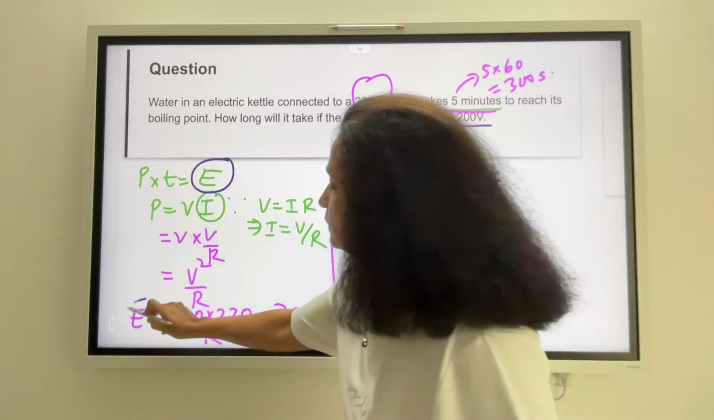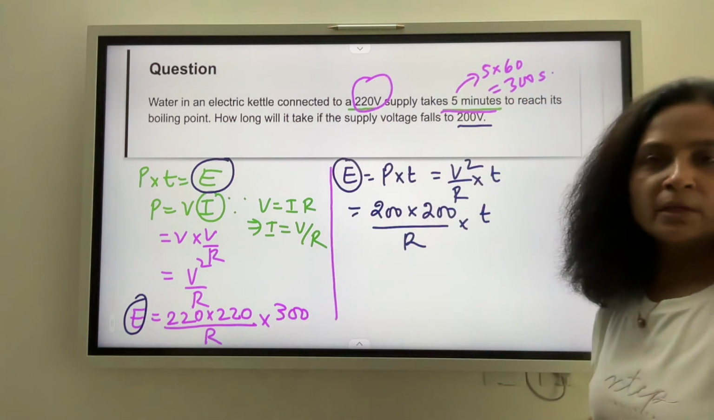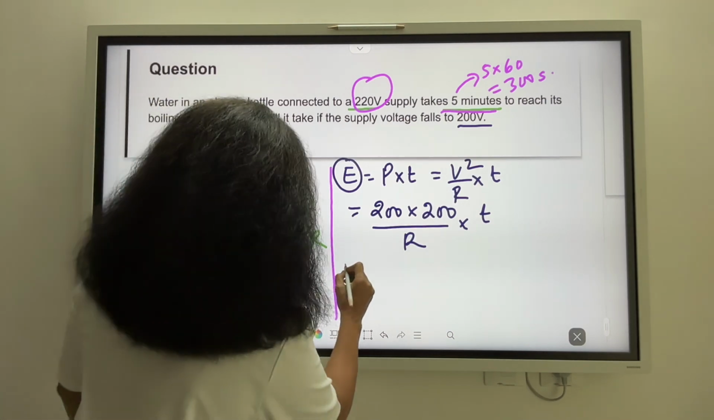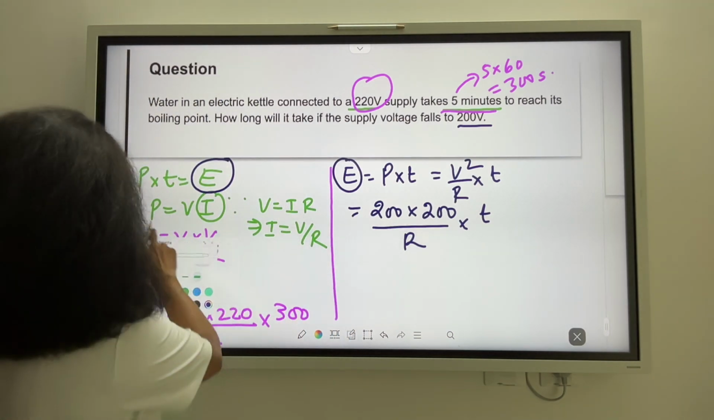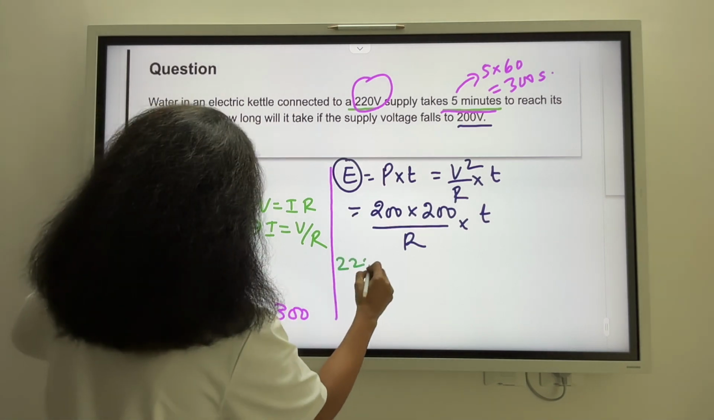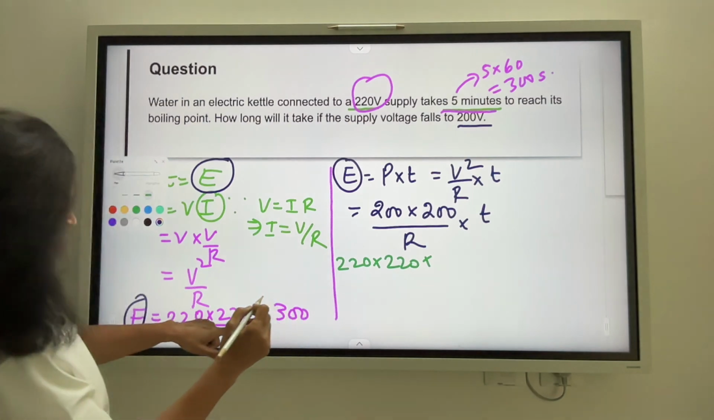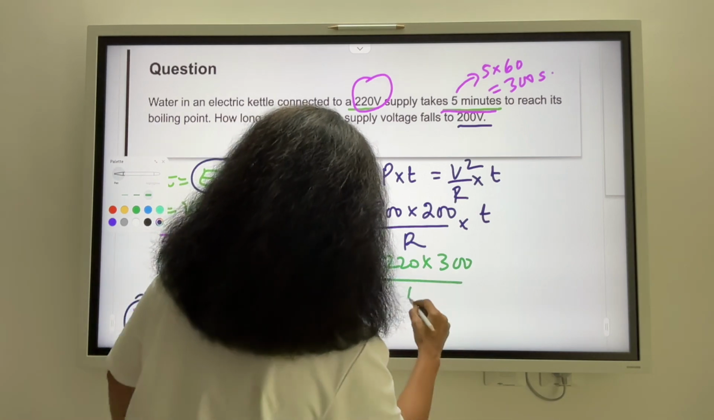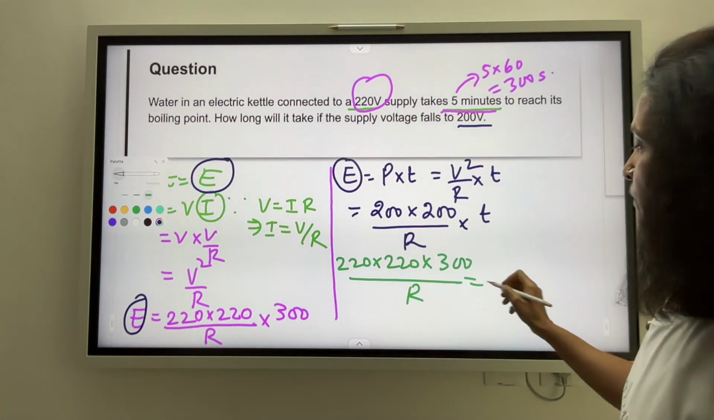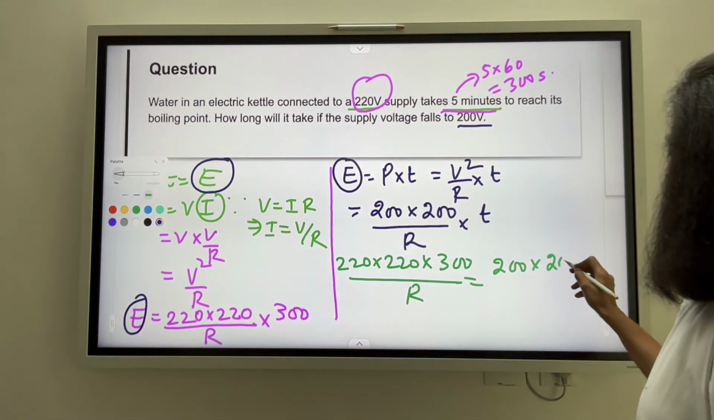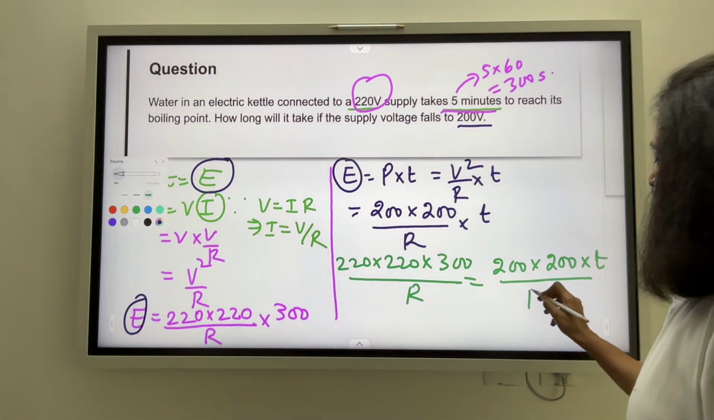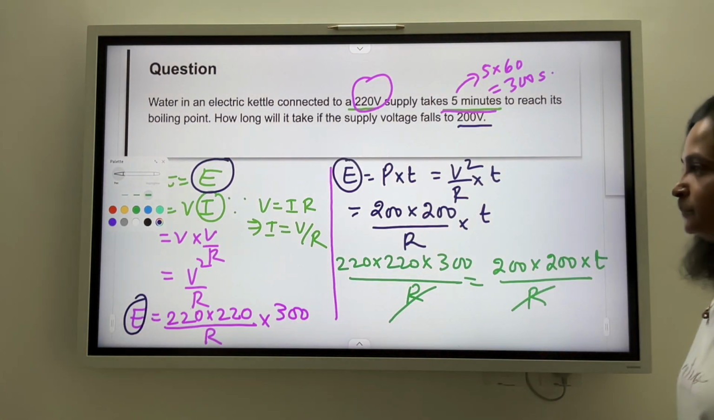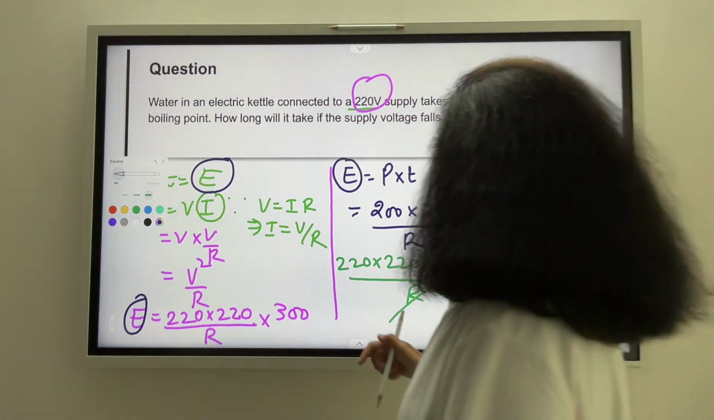Now this energy is equal to this energy, right? So दोनों को equate करते हैं. So क्या है यहाँ पे? Then I can very well say that 220 into 220 into 300 by R is equal to 200 into 200 into T, which I do not know, I have to calculate, by R. So here the R gets cancelled. Now when the R goes away, what do I have?